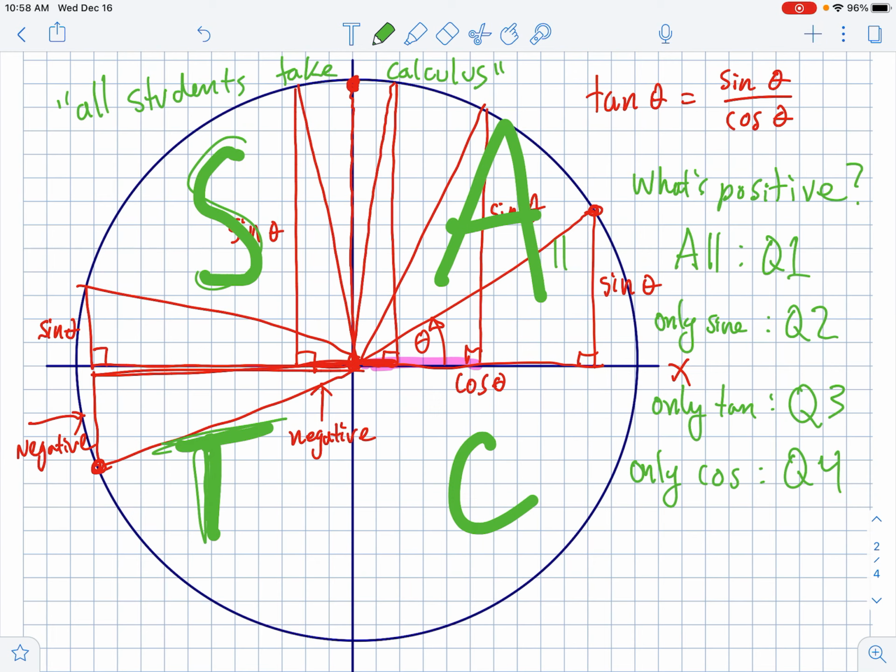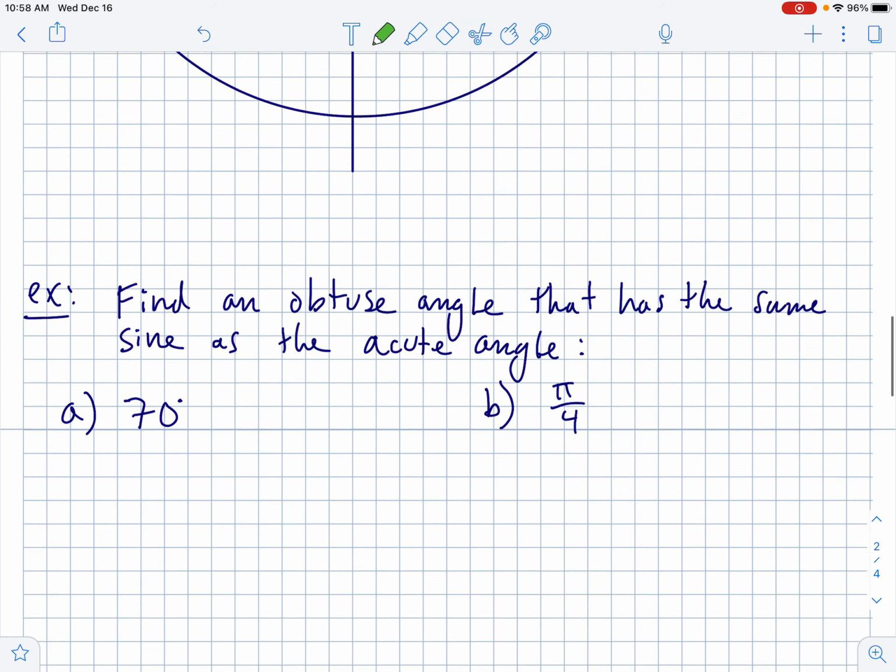I feel like you can reason these out just by figuring out where the sine and cosine are negative based off the x and y axes, and then your tangent is always sine divided by cosine, so feel free to use this trick if you want. I don't think it's 100% necessary.